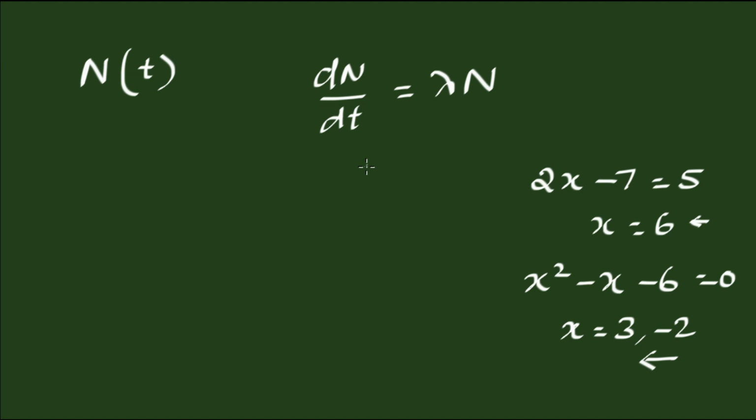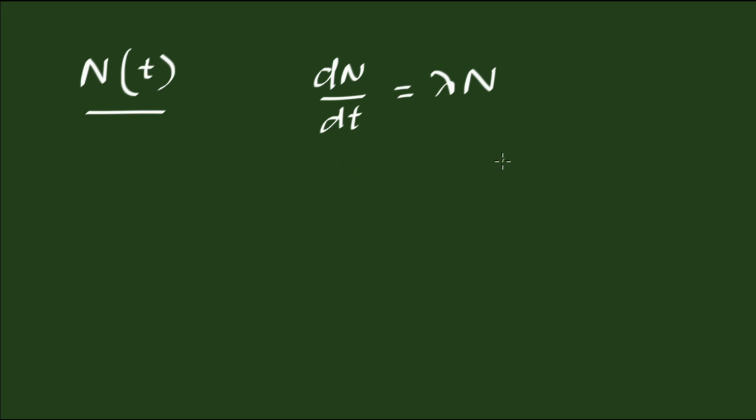But when it comes to differential equations, the solution of a differential equation is a function. So what this differential equation is asking is find a function n of t which satisfies the equation. In other words, find a function n of t which, when we differentiate with respect to t, gives us back the same function except it's multiplied by a positive constant. Now we know that an exponential function e power x, when it is differentiated, gives us e power x, gives us the same function back.